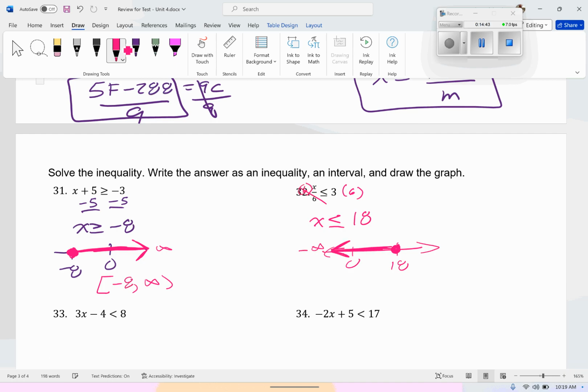Redo the interval notation, reading it from left to right. So it goes from negative infinity to 18. And it's going to be a hard or a square bracket because I had the equal sign.